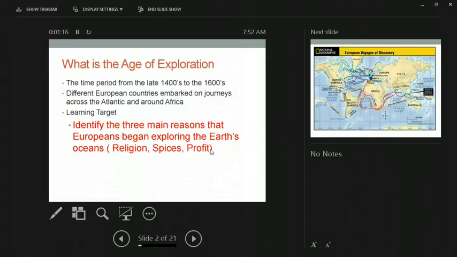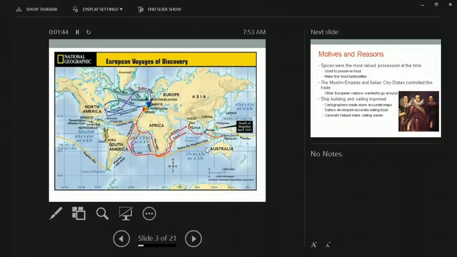You got a learning target here. Identify the 3 main reasons that Europeans began exploring the Earth's oceans. So those 3 main reasons you should look at are religion, spices, and profit. All right, and so this is where you pause this thing because I'm not waiting around for you to write this learning target down, but you do need to put this in your learning target packet and answer it, all right?